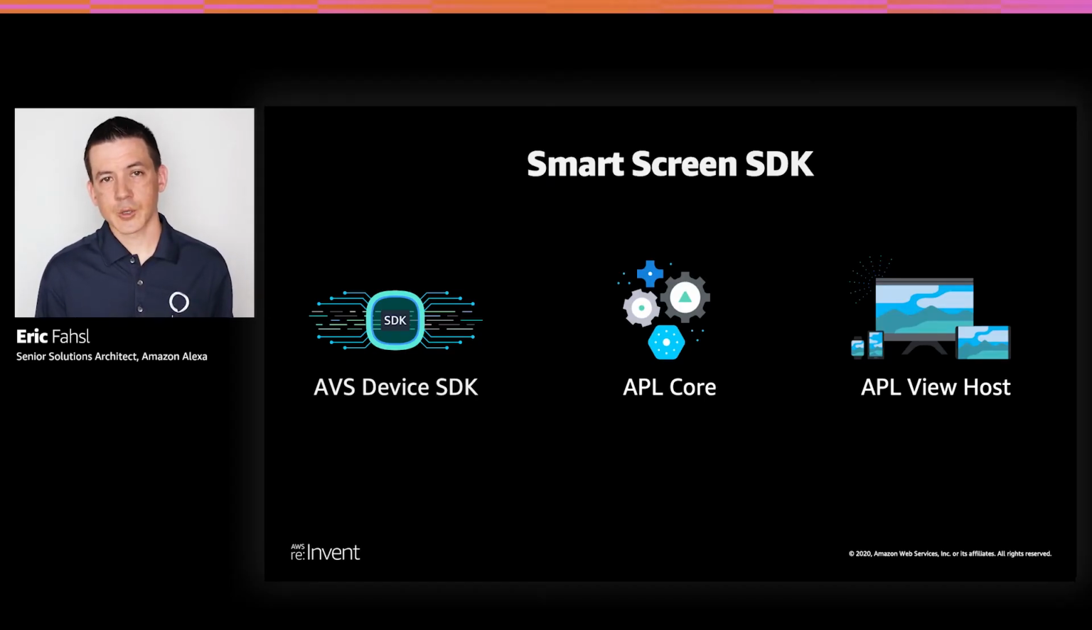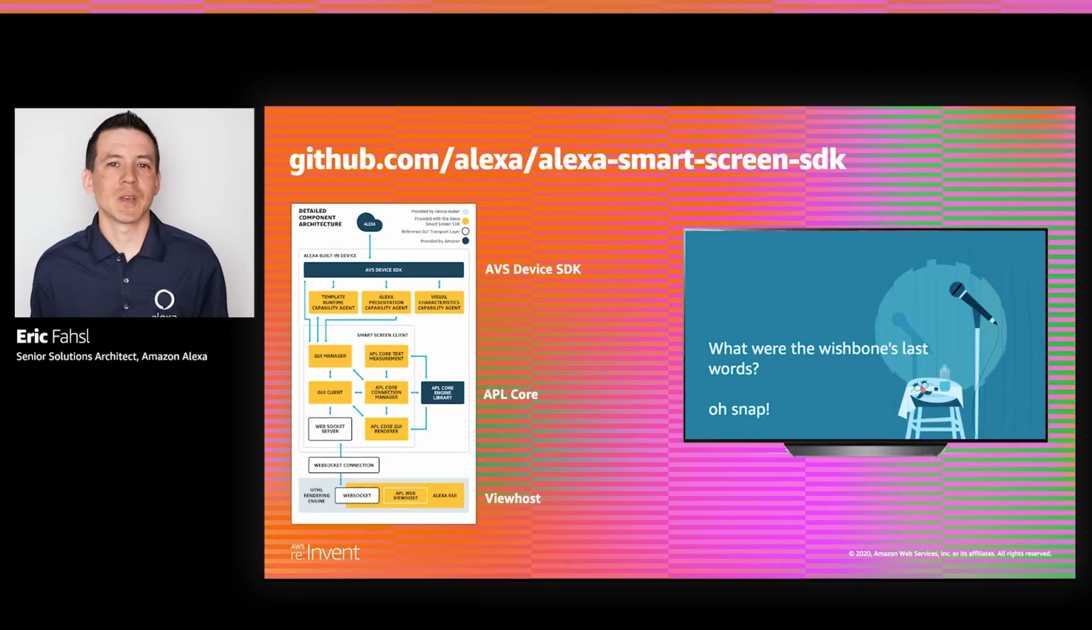The Smart Screen SDK renders APL on the devices. So in addition to needing the AVS Device SDK, the Smart Screen SDK is also composed of the APL core and an APL view host that's going to render the visuals. This is another GitHub page, for the Smart Screen SDK, so you can download it and run it yourself. I'll be showing you that in a minute. On the page, you'll see a variety of the components listed. And you can find this in real life on LG and many Samsung TVs, to have these rich Alexa visuals.